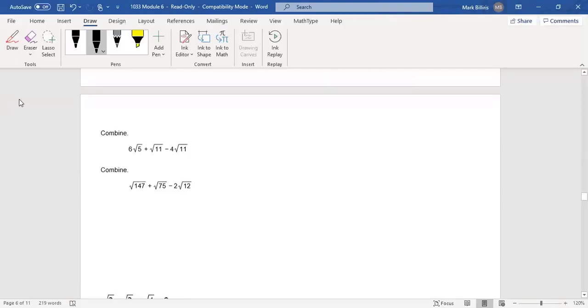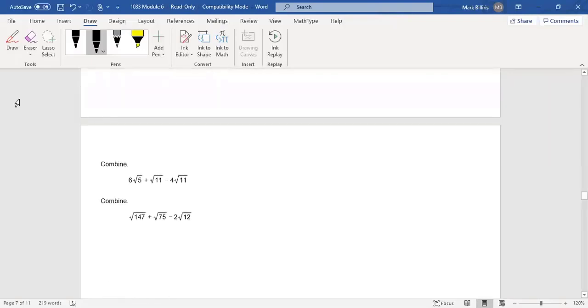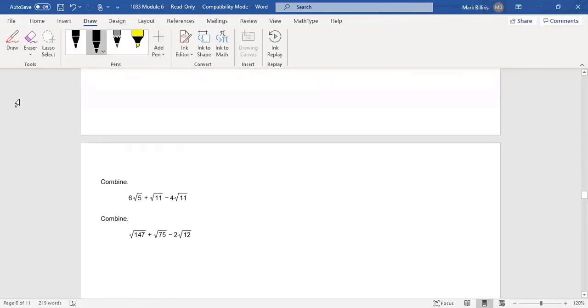So now let's get into operations on radicals. So we're going to talk about addition and subtraction, of course, multiplication and division. So our first example, we have 6 square roots of 5 plus the square root of 11 minus 4 square roots of 11. So the first thing that we're going to do is simplify each radical.